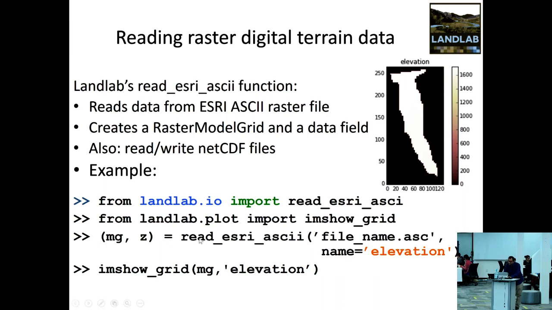So once you read it in, what happens is it creates a grid for you if you don't provide it a grid. So here in the code example below, I'm reading the grid that is being created by read_esri_ascii as mg, and the input file name is some ASCII file, and I'm calling the field that's going to be created on this as elevation. This also returns the elevation values, which can be recorded as a certain variable. In this case, it's z. I can then visualize this information.